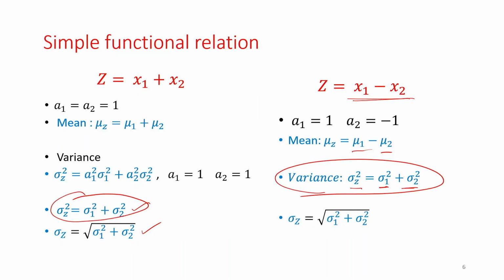So whether z is connected to two independent variables x1 and x2 by a plus sign in one case or by a minus sign in the other case, in both cases the variance will not change, it will remain the same. Only the mean values are different. It is mu1 plus mu2 in one case, and in this case, it is mu1 minus mu2. So the variances are the same. The standard deviation will simply be the square root of that.